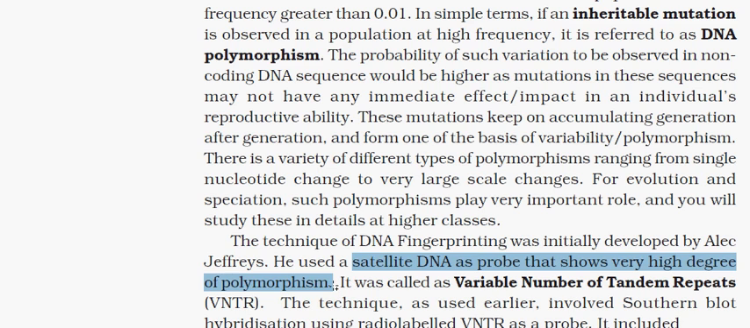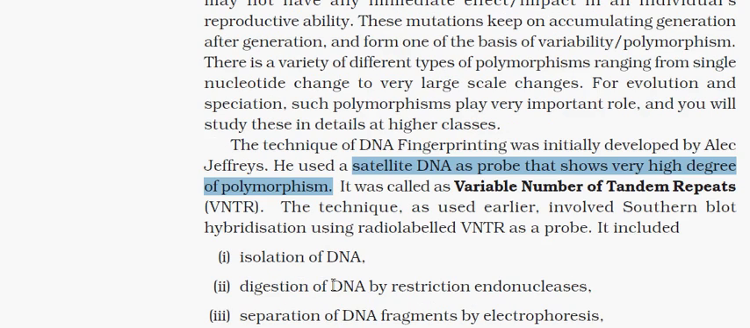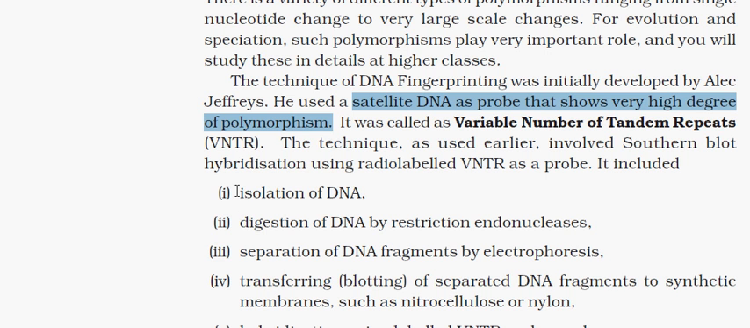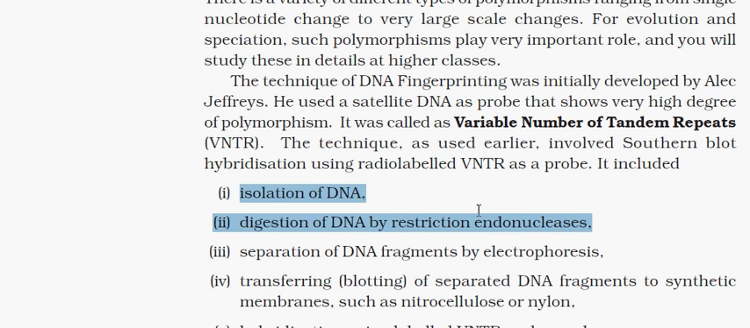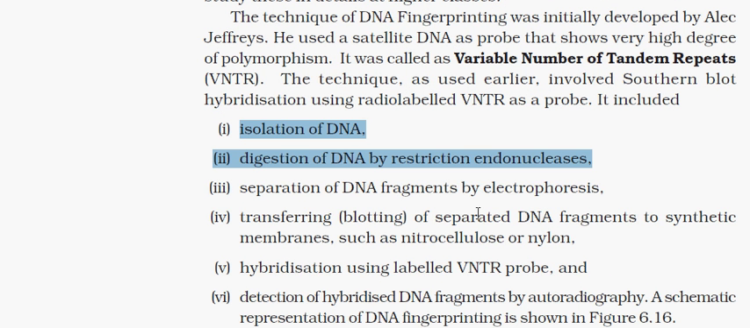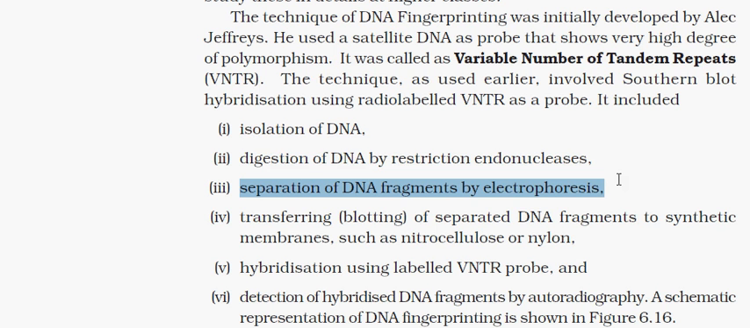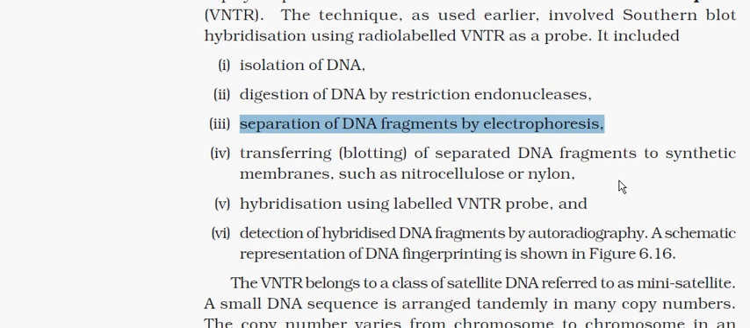Isolation first: the repetitive DNA is isolated. Actually, the whole DNA or genome we can say is isolated, then it is digested or broken down using restriction endonucleases. Now separation of the fragments by gel electrophoresis. Transferring, the process is called blotting: transferring of separated DNA fragments to synthetic membranes, for example nitrocellulose or nylon. Hybridization using labeled VNTR probe.